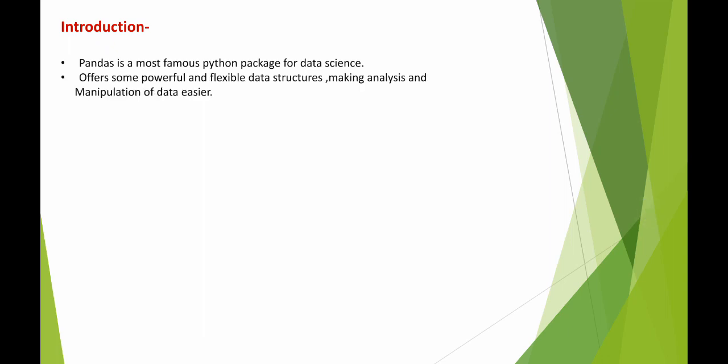So let's start. Pandas is the most famous Python package for data science. Now why is it most famous? Because it provides the necessary tools for data manipulation and data visualization. It offers some powerful and flexible data structures. Flexible data structures means they allow you to manipulate the data far more easily, making analysis and manipulation of data easier.